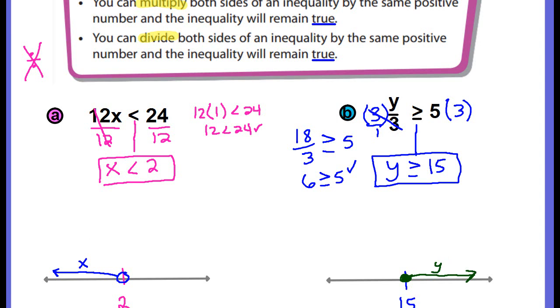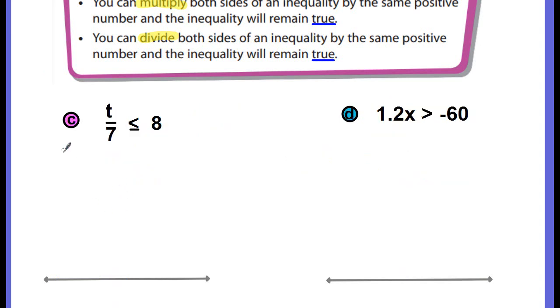So as you can see, it's pretty easy. We're still going through the same steps, just like with the equations, we just have inequality symbols. So I would like for you to go ahead and work problem C on your own, pause the video, and try D as well. When you're done, come back and check your answers.